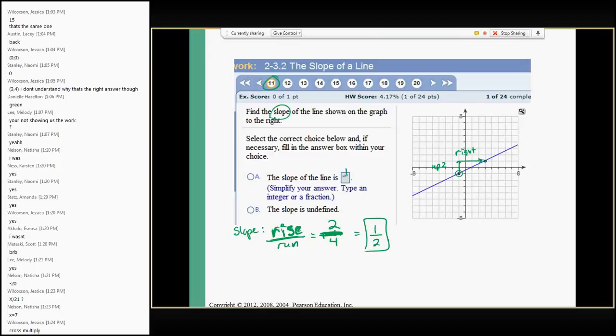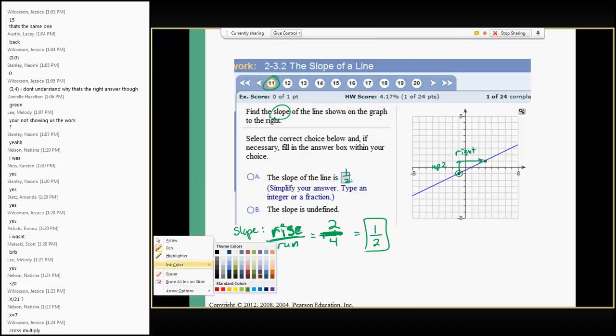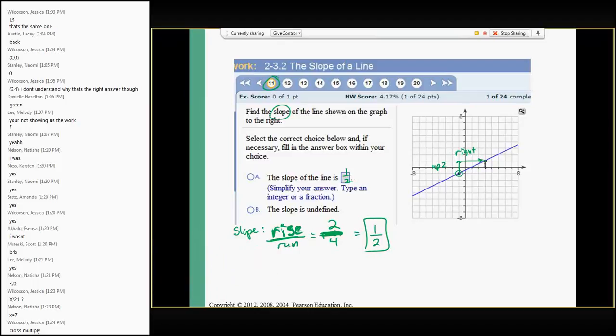So that's what you would write here. Positive 1/2. Now, could you have gone a different direction? Yeah? What if I went this direction? What would you say? I'm going to go that and that. What direction is that?